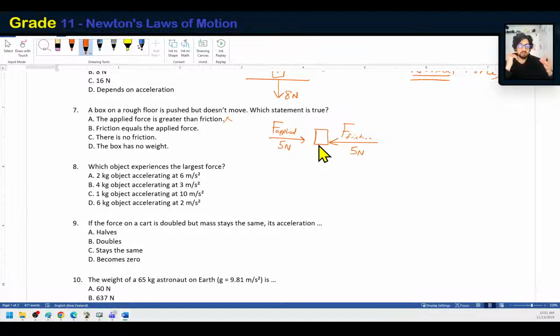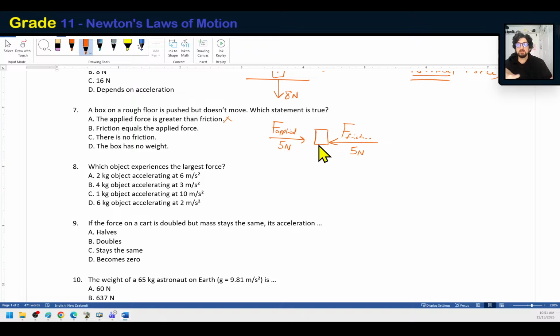If you're moving in the car at a constant velocity of 100 kilometers per hour, now there's air resistance, right? But air resistance is equal to the driving force, the applied force. Then there's no overall net force.